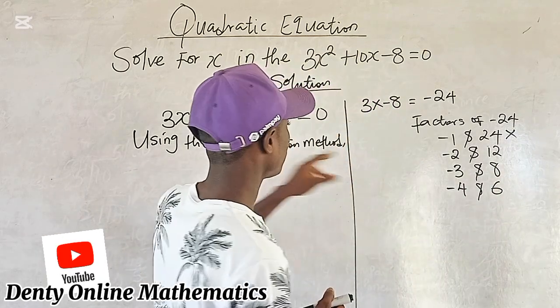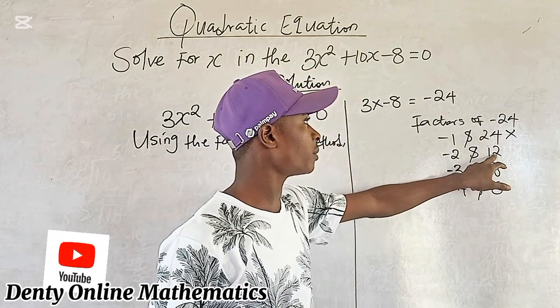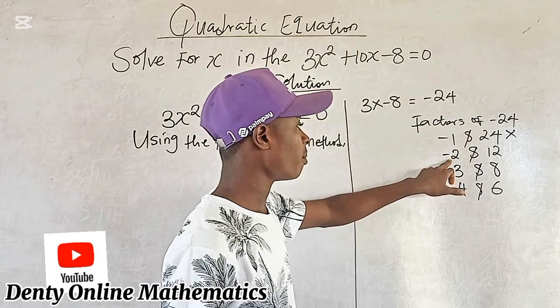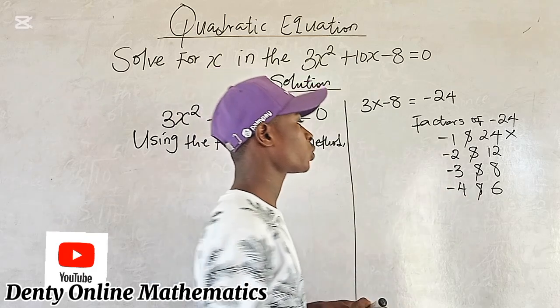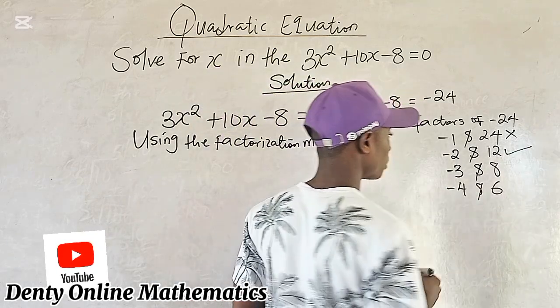Now let's come to minus 2 and 12. Minus 2 times 12 will give us minus 24. Minus 2 plus 12 will give us 10. So this is the factor.